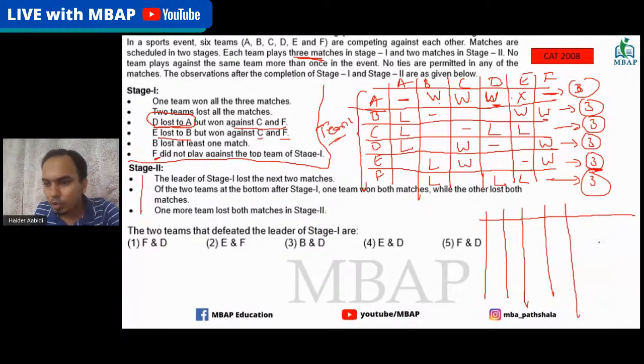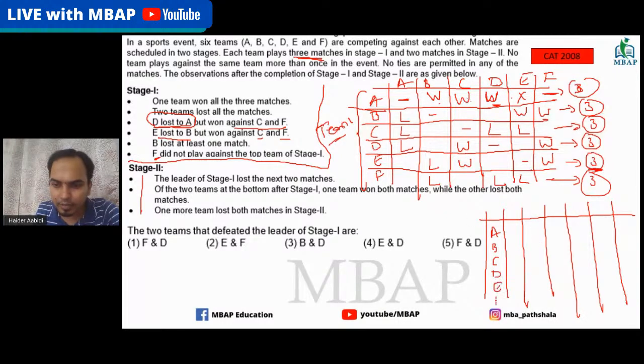So understand the approach. Understand how you should be looking at these things. So A, B, C, D, E, and F. Okay. So I'm just drawing these lines.